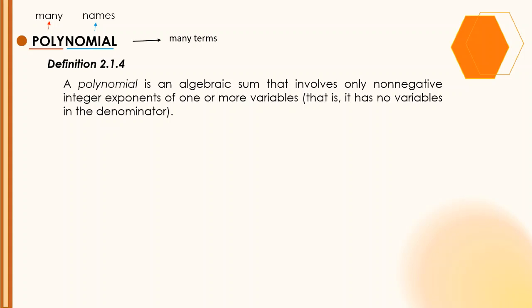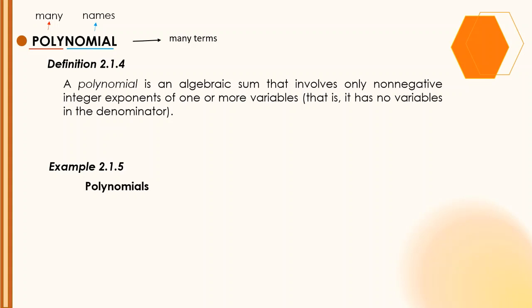Ibig sabihin, ang polynomial ay isang algebraic sum na kung saan yung variables in that expression ay exponent niya is non-negative integers. Recall nyo yung non-negative integers na yung 0 plus the counting numbers. That is 0, 1, 2, 3, 4, and so on. Now, we will give an example of a polynomial.